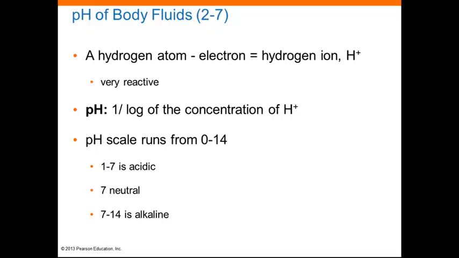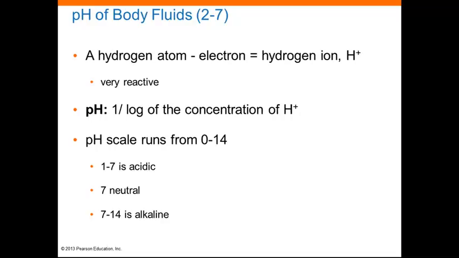And so when hydrogen loses its electron and becomes a hydrogen ion, that H+, that proton, is very reactive, and it can break important chemical bonds. And so the concentration of these hydrogen ions, or H+, floating around in the body must be very narrowly maintained within a normal pH.